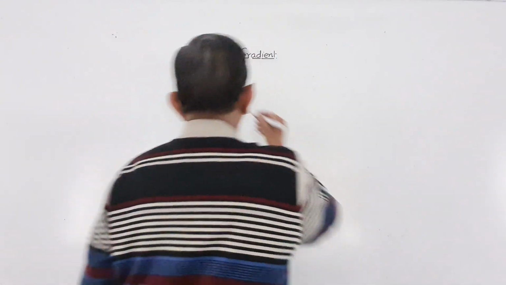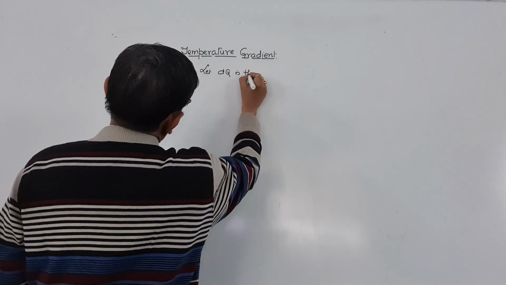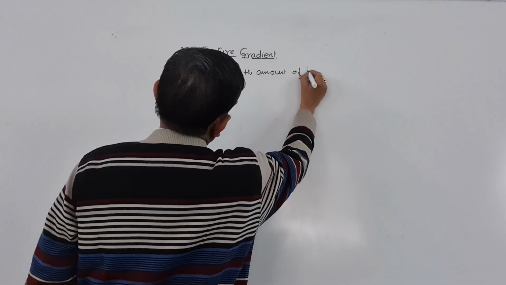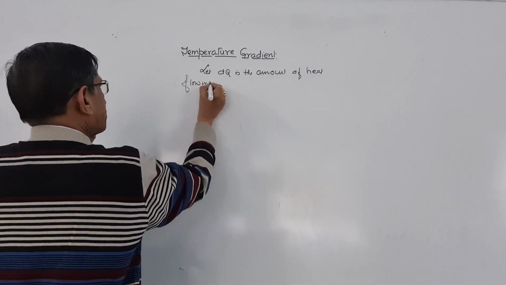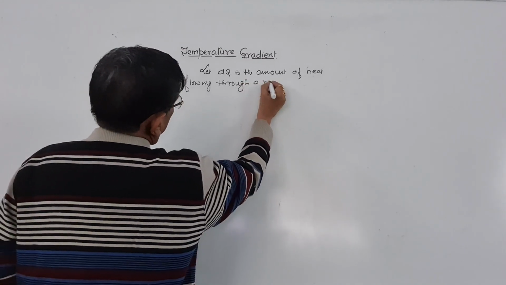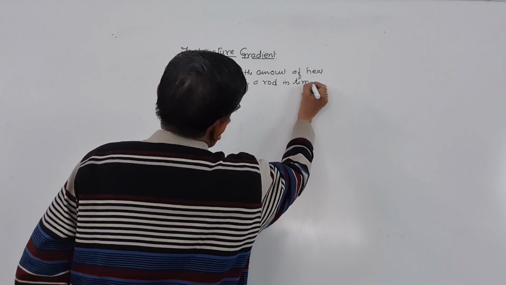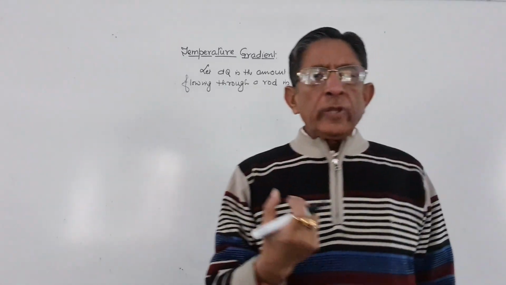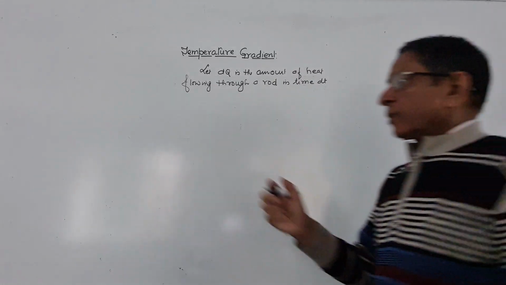Temperature gradient. Let dQ be the amount of heat flowing through a rod in time dt. Suppose there is a rod and through that rod the amount of heat flowing in time dt is dQ.